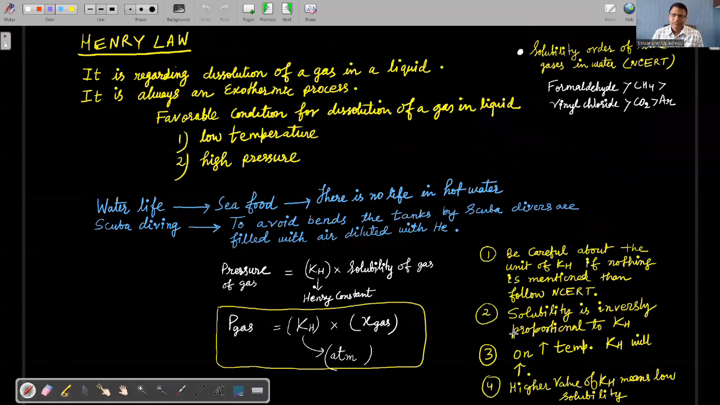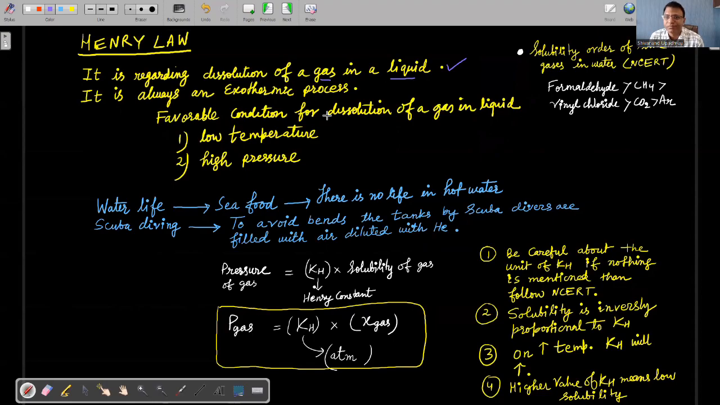Henry's law is regarding the dissolution of gas in liquid, and when we discuss dissolution of gas in liquid, we are discussing intermolecular forces of attraction. When gas is dissolved, there is a force of attraction between the gas particle and water. Like we have already discussed, the solubility of noble gases increases down the group. Water is polar in nature, but for helium, neon, argon, krypton, the London dispersion forces increase as the molar mass increases, and because of that solubility increases. So when we discuss Henry's law, we are discussing the same thing.